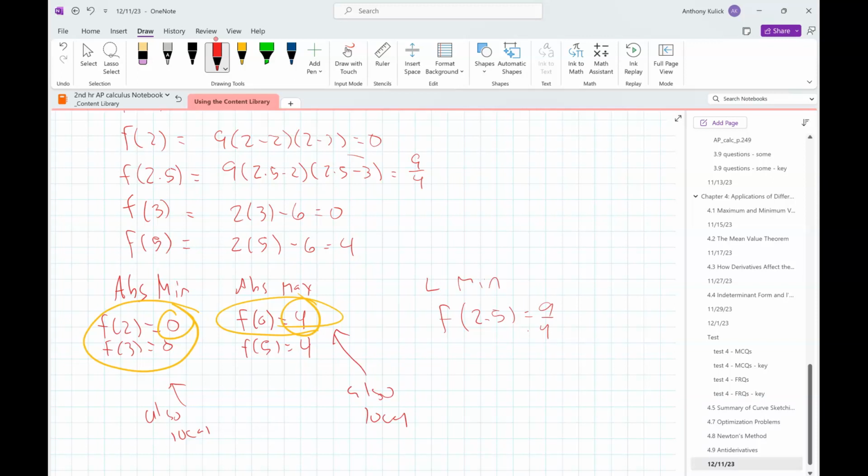I just wrote also local next to those. That's what we had circled them before I said it. I didn't write it down though, so I felt like I should do that.